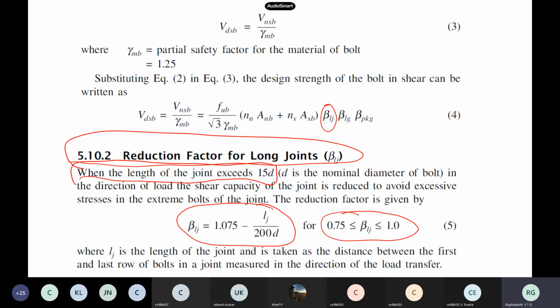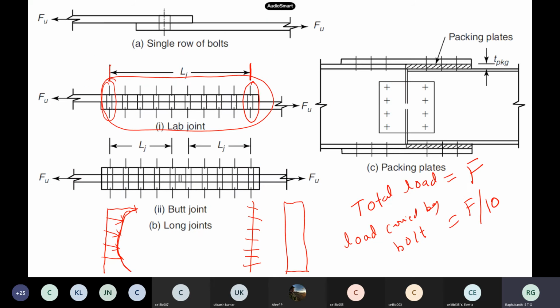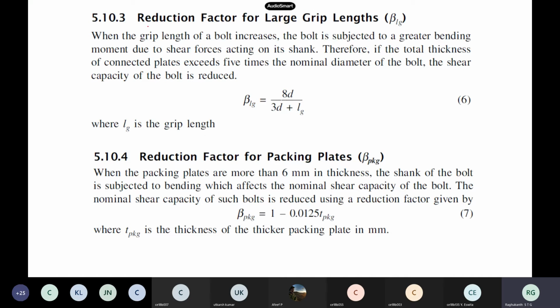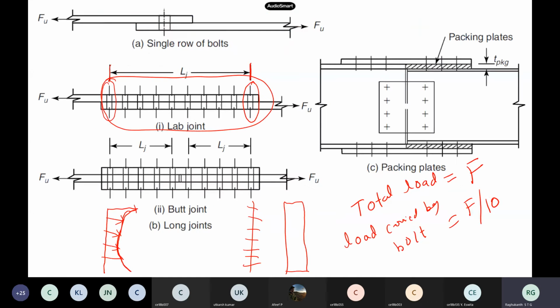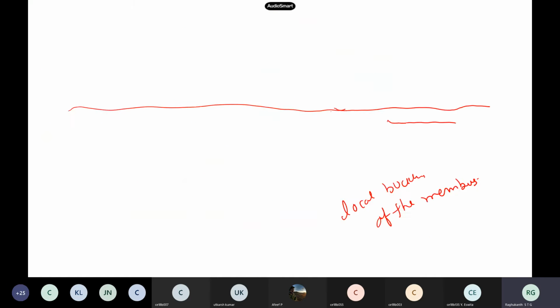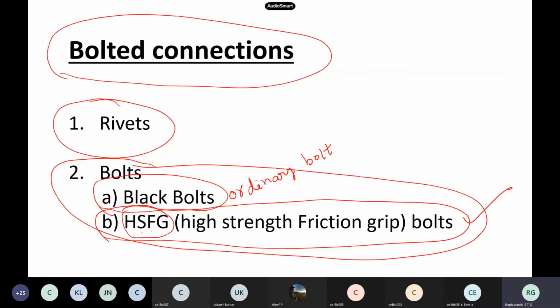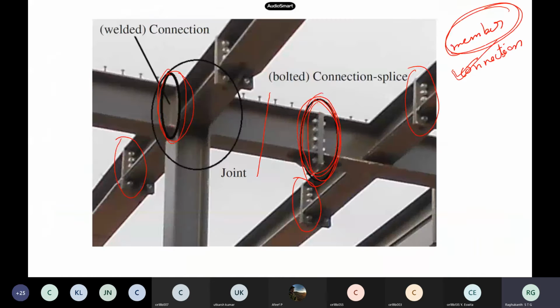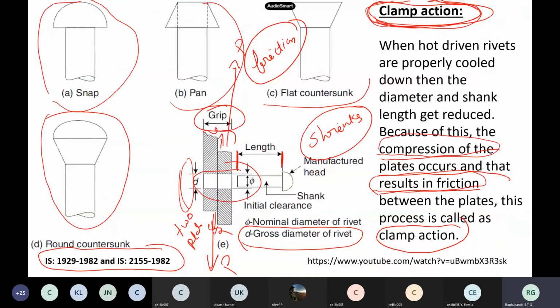So this is the most important thing. And then we have a reduction for large grip length also. What do you mean by grip? Previously we have discussed it. I think when it came to rivets or somewhere I would have shown you. What do you mean by grip?